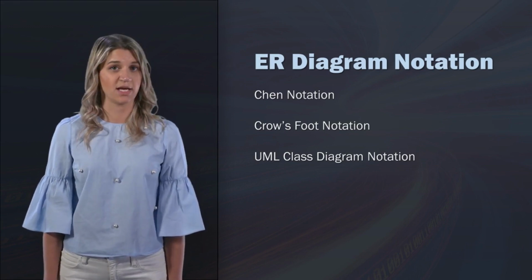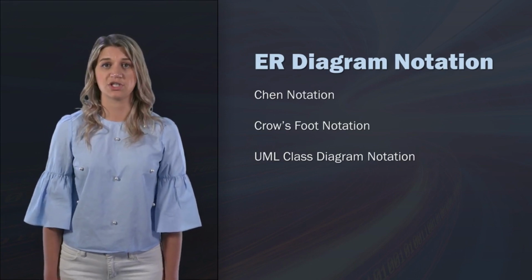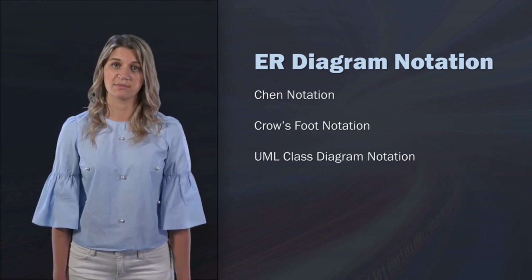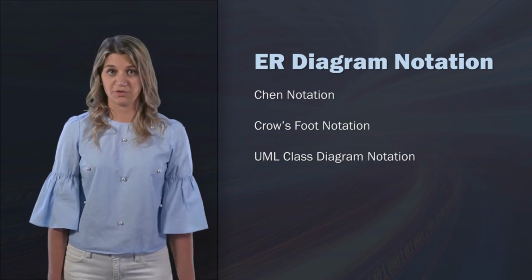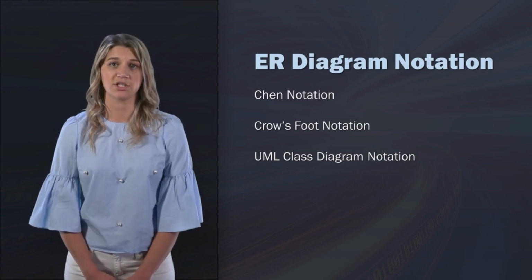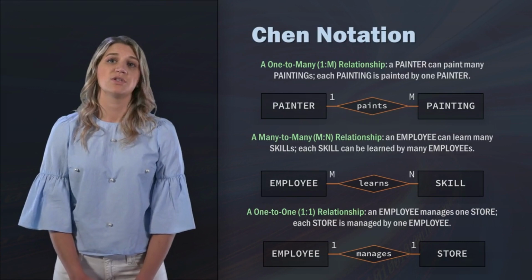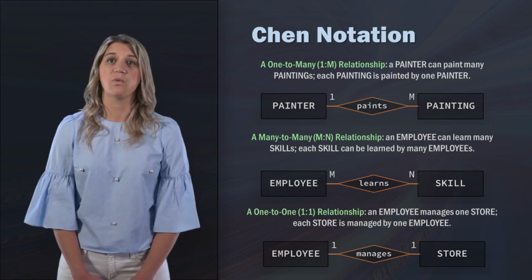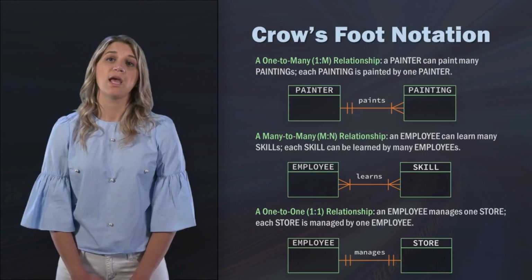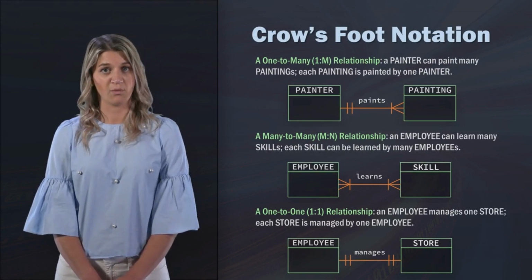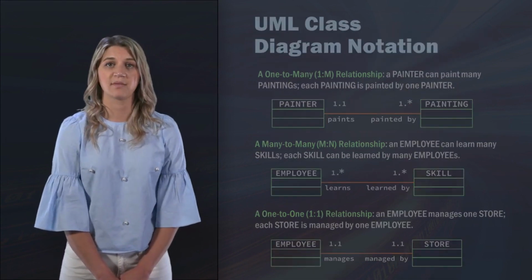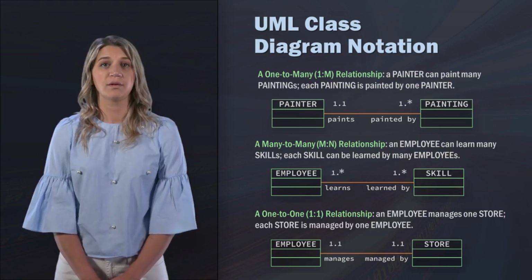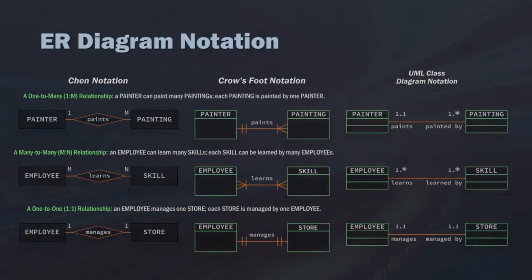But one of the things you need to understand is how to read this. We talked a little bit about relationships and the different relationships between a table. And then there is a different type of notation that explains the relationships. We have the Chen notation, the crow's foot notation, and the UML class diagram notation. The Chen notation uses 1 to M for a one-to-many relationship, M and N for a many-to-many relationship, and 1 to 1 for a one-to-one relationship. In crow's foot notation, we have the train tracks, which represent 1, and then the crow's foot, which represents many. And finally, with UML, we have a 1..1, which represents the concept of 1, and 1..*, which represents the concept of many.